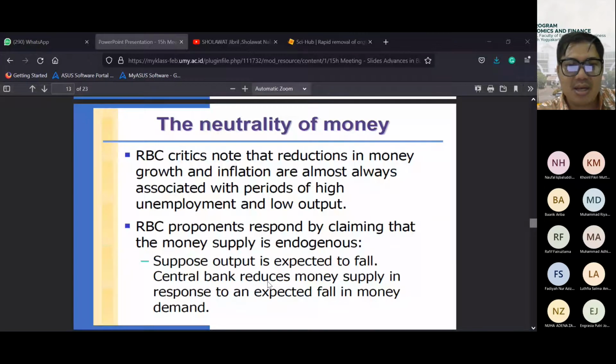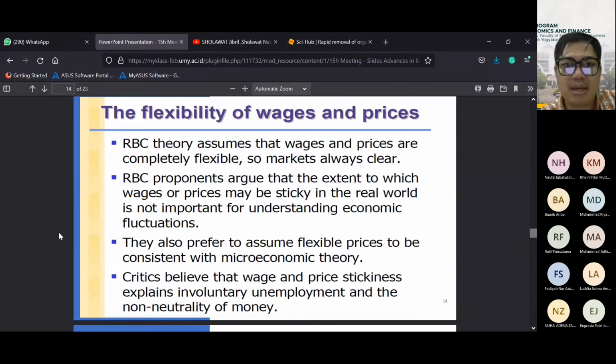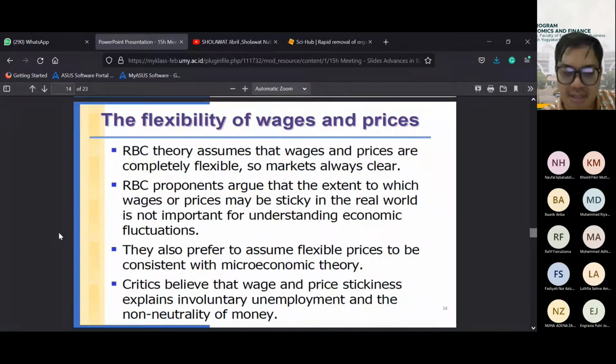So the next one, sisters and brothers, is the flexibility of wages and prices. Could you please help me to read, Sister Nuha?